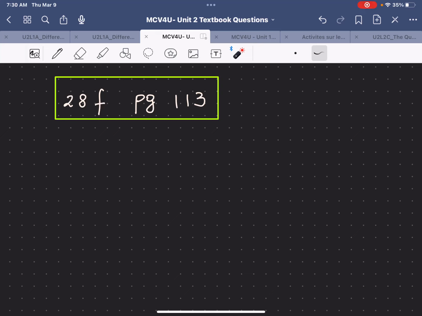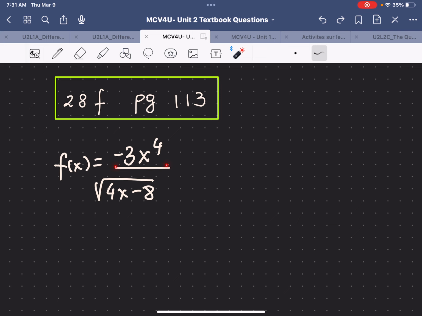We'll continue with question number 28f on page 113. So in this question, we have the function f of x equals negative 3x^4 divided by the square root of 4x minus 8. As you can see, this function is given in rational form, which means we have to use the quotient rule.